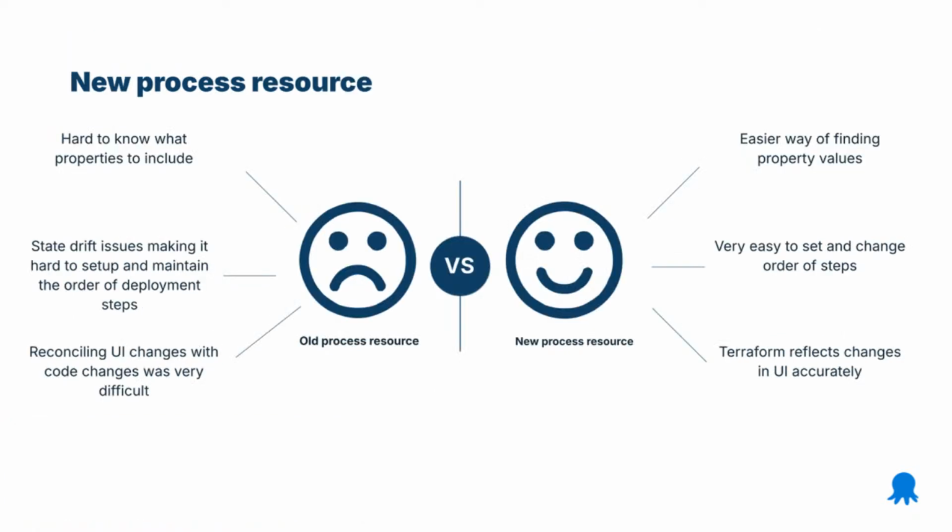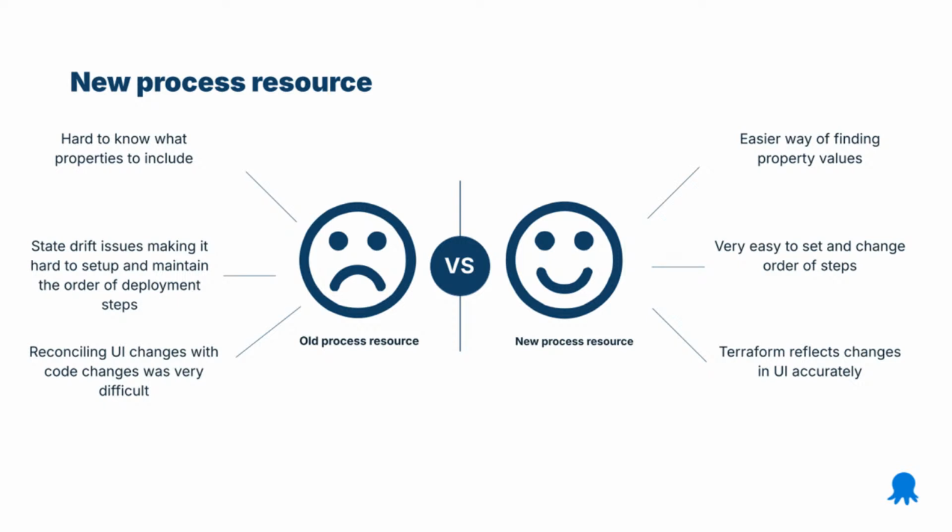Awesome. The next big one that I think everyone will be excited for, and is one that we've heard time and time again, is our deployment process resource. The old one was very hard to work with. I know when I first started learning Terraform, as well as joining Octopus Deploy, I tried to write the deployment process resource and got incredibly lost because it's hard to know what properties to include when you're writing the old process resource. It was incredibly hard to maintain over time because of all the state drift issues that happened.